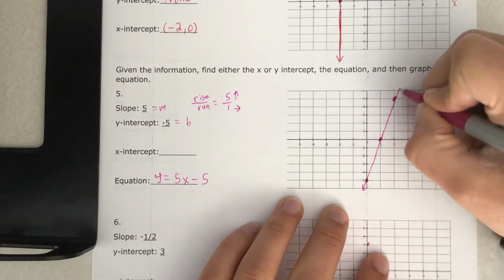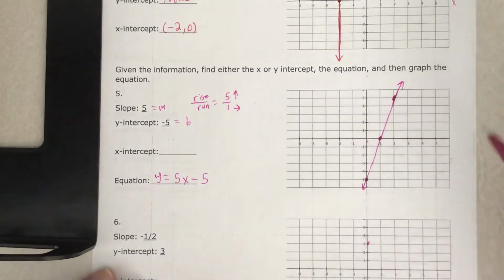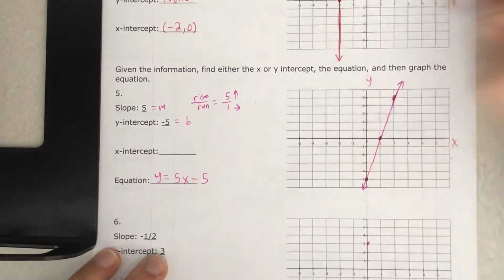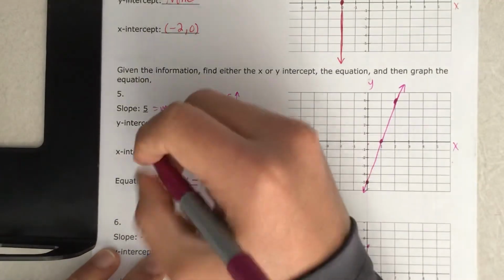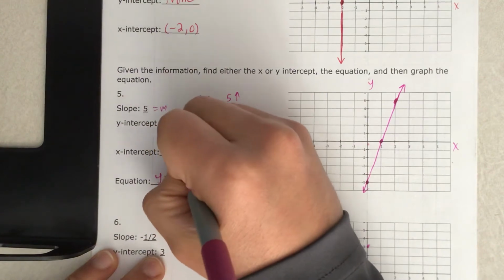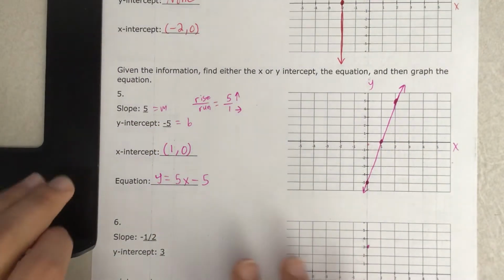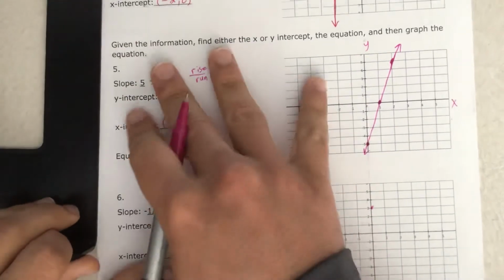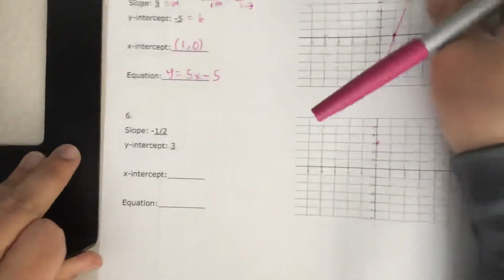So we connect the dots and we get that. Okay? So now I can tell that my x-intercept, where my pink line crosses the x-axis, is at 1. So my x-intercept is (1, 0). Okay? Easy. Let's slide down to 6. Again, I know this is a long video, but it's a lot of stuff, so we have to cover it all.